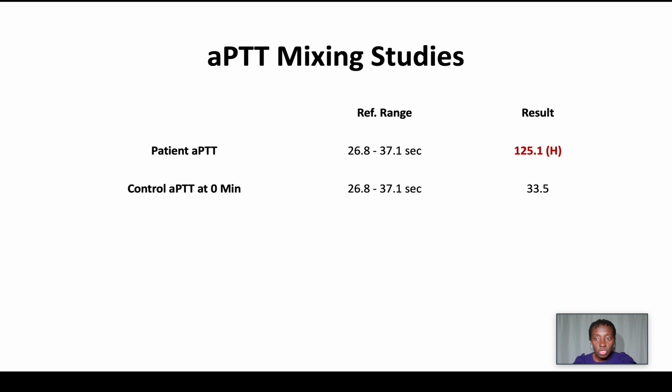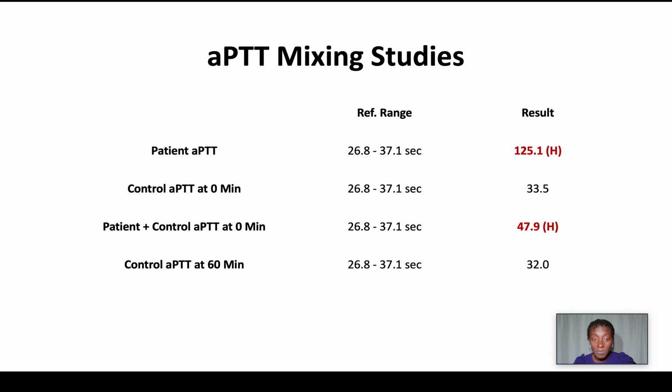So we want to do aPTT mixing studies. So the patient's aPTT is prolonged. Control aPTT is normal. We mix control and patient, and we're finding out that there is no correction, so an inhibitor is present. We get control PTT at 60 minutes, and we mix with patient PTT, and we're finding that 60 minutes later, there's significant prolongation of the PTT. So there is an inhibitor present.